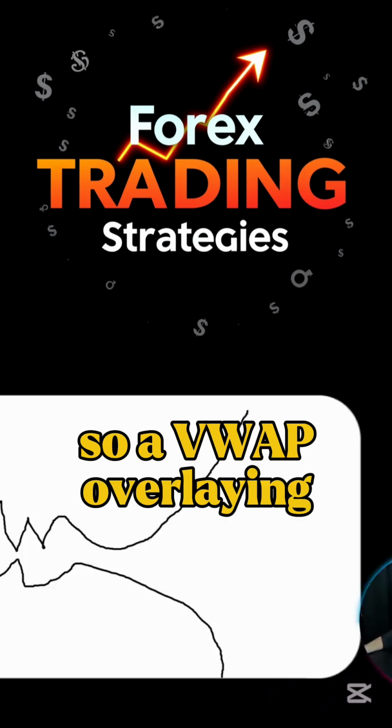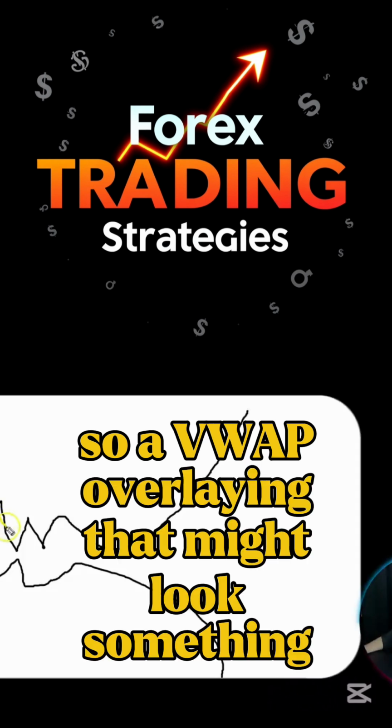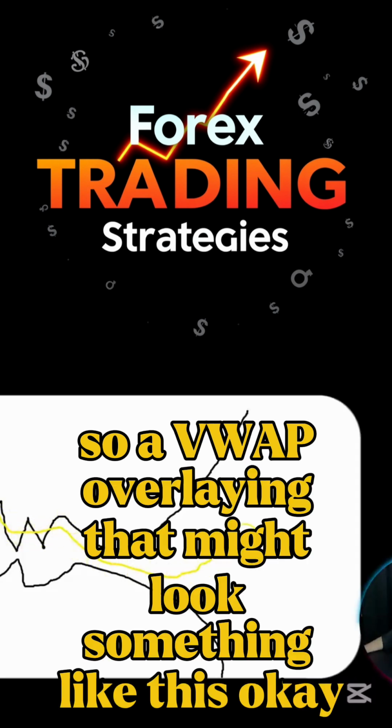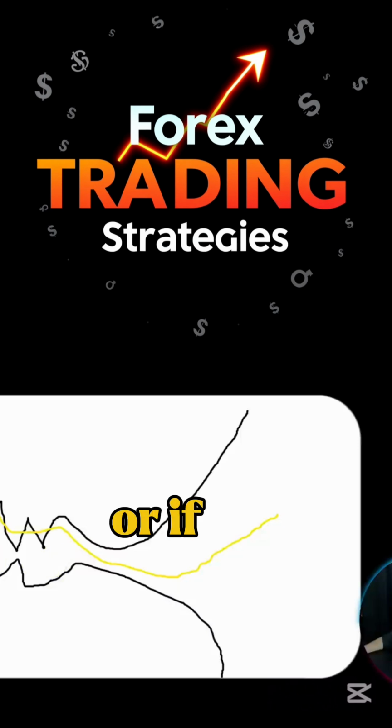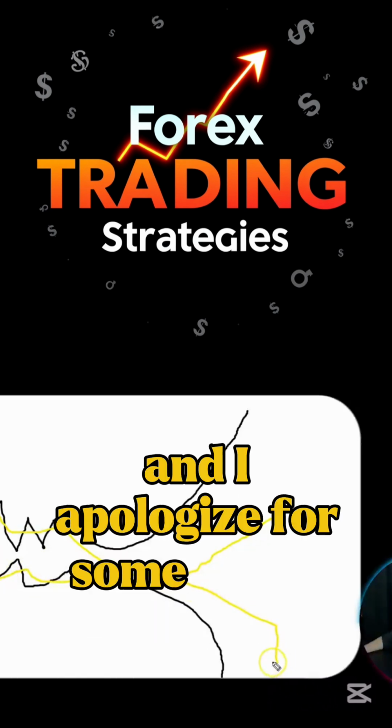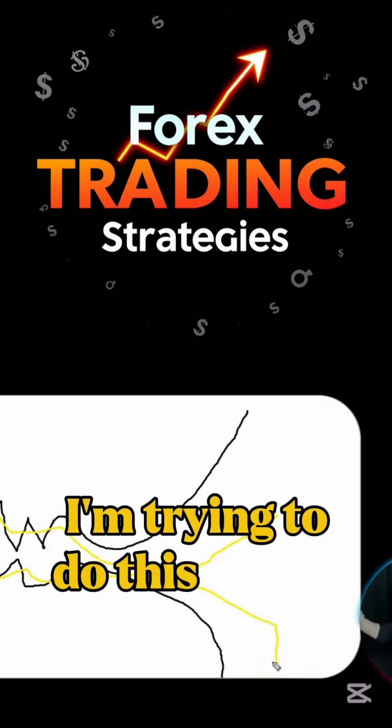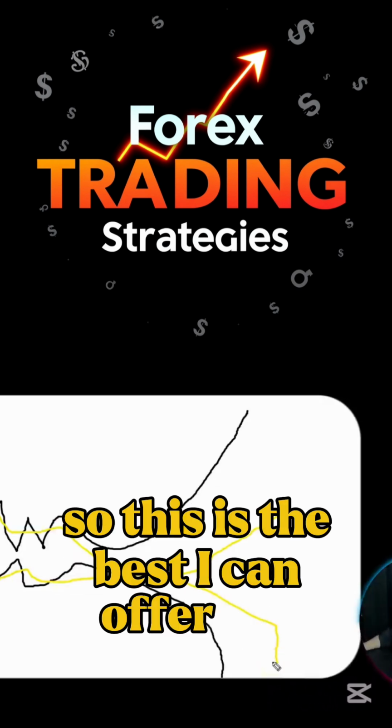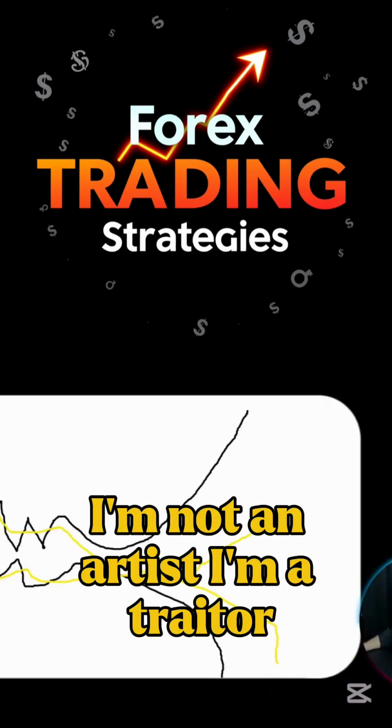So a VWAP overlaying that might look something like this, okay? Or if this instrument is moving down, it may look something like that. And I apologize for some of the sketchy drawing here. I'm trying to do this with a mouse, so this is the best I can offer you. I'm not an artist, I'm a trader.